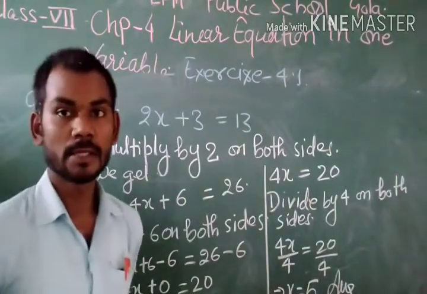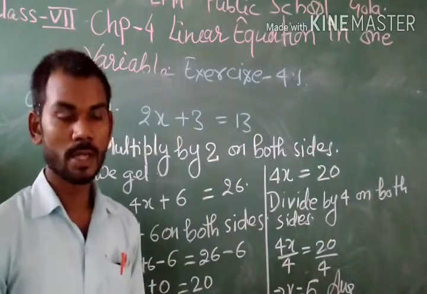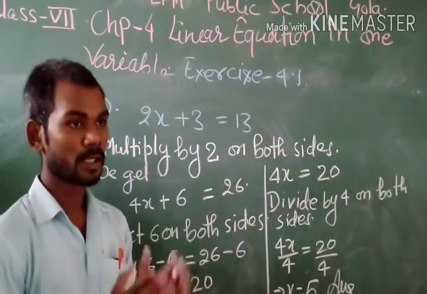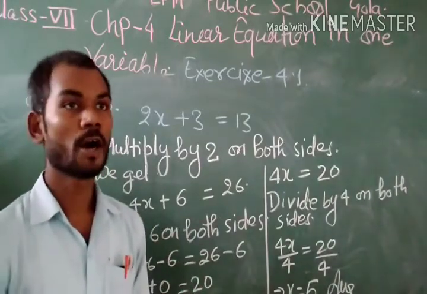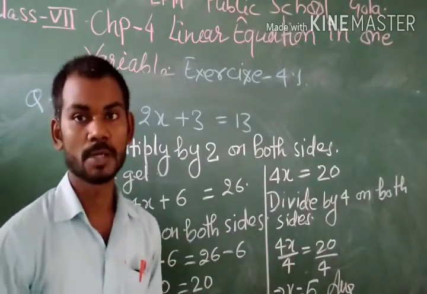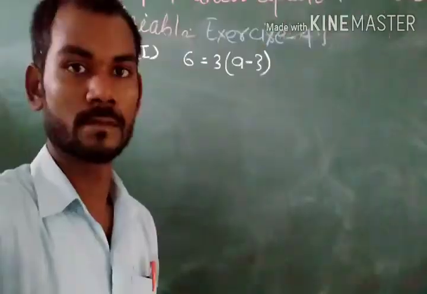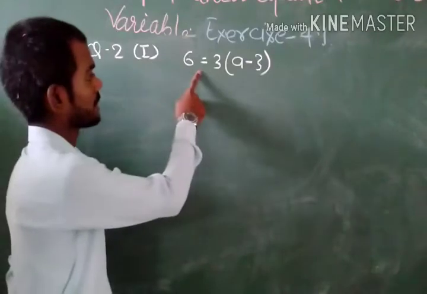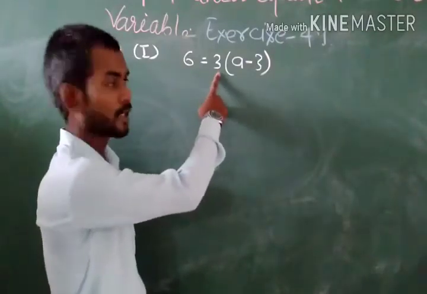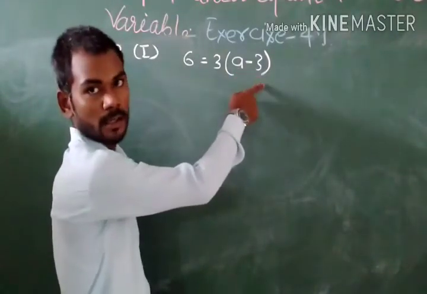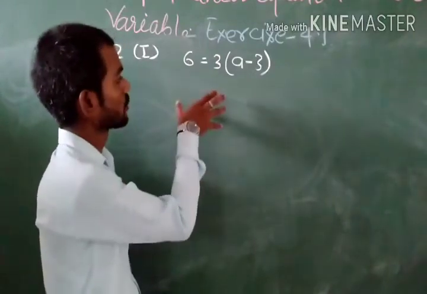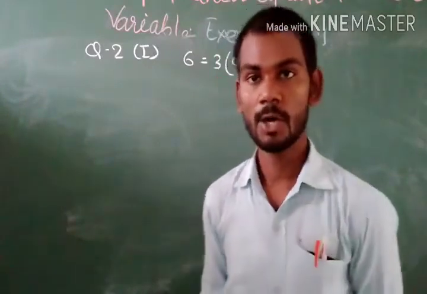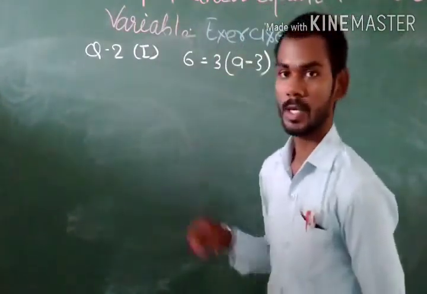Now, let us see another, more difficult question. If any difficult equation comes in the examination, then how will you solve it? I will give you some new idea. So let us see. The given question is 6 is equal to 3 multiplied by (a minus 3). Now, to solve this by simultaneous operation on both sides of the given equation.